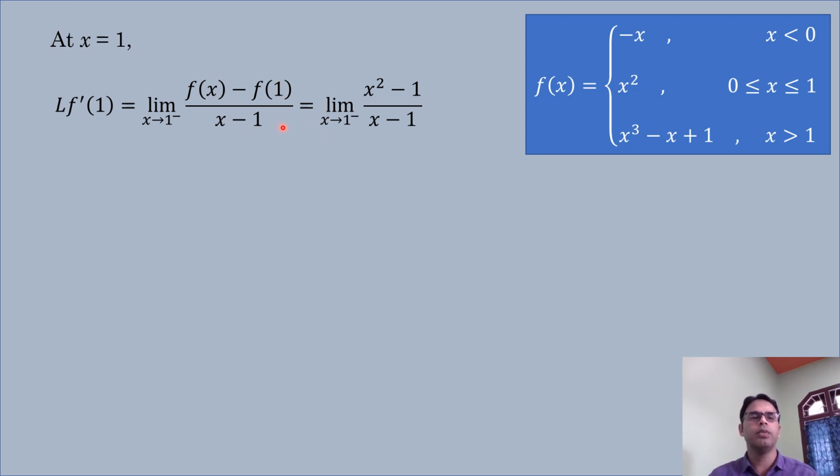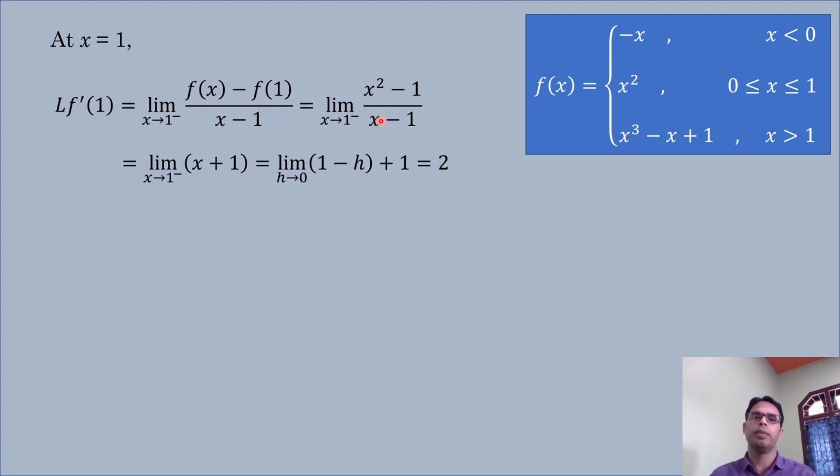X tends to 1 minus means x is less than 1, and for x less than 1, f(x) is equal to x square. I am writing here x square, and minus f(1). f(1) means x is exactly equal to 1, and in that case f(x) is equal to x square. So replace x equal to 1 in the definition, f(1) will be equal to 1 square, which is 1. Then it is x minus 1. Factorize this: (x plus 1) into (x minus 1).